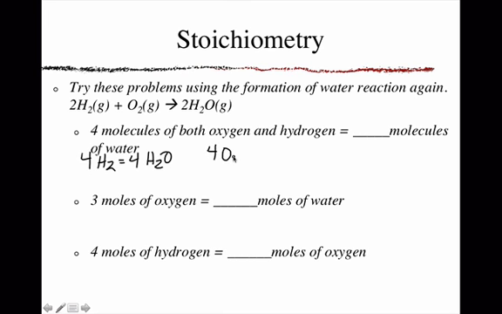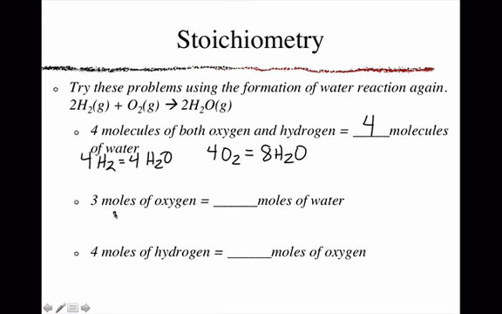If I had 4 oxygens, then I'm going to produce double that for the water. So I'm going to produce 8 waters. This question is saying I have 4 of both of these. Even though I could produce 8 waters with the oxygen, I only have enough hydrogen to produce 4 waters. So the answer for this one would be 4 molecules of water.